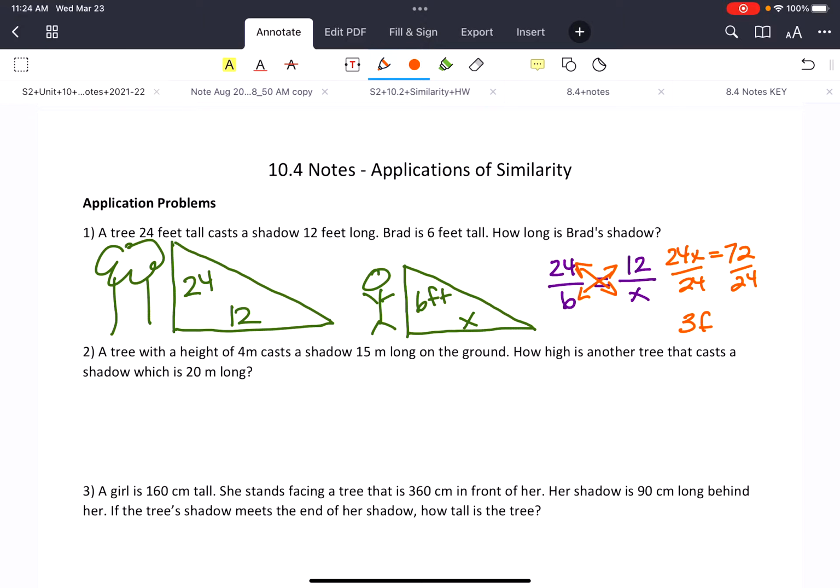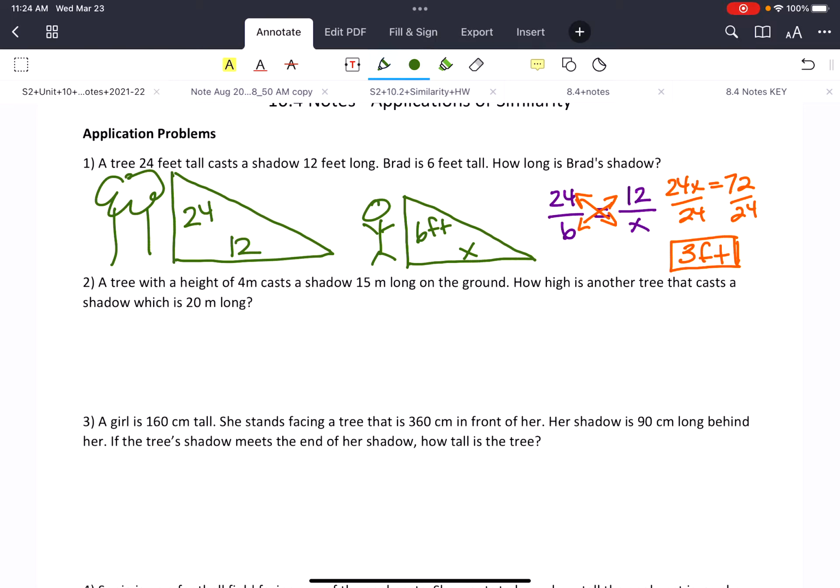And this is story problems or real world scenarios. We want to make sure we include a label on that. This is in feet. Our next example is with a tree as well. So here we have another tree. The height of this tree is 4 meters, and it casts a shadow that is 15 meters long. So that's our first triangle. How high is another tree?